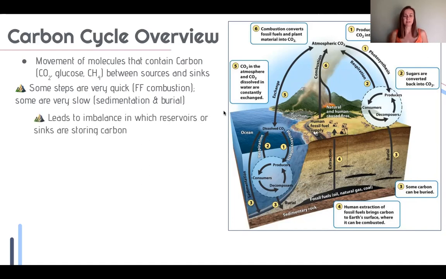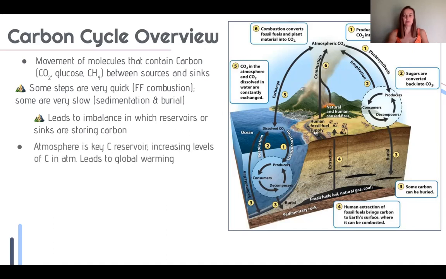Because we have some fast steps and some slow steps, our reservoirs or our sinks are going to store more and less carbon. We're going to have an imbalance if less is being taken out of the atmosphere and stored than is being put back into the atmosphere. The atmosphere is one of our key carbon dioxide reservoirs or carbon reservoirs. Increasing levels of carbon in the atmosphere leads to global warming. Carbon dioxide is a greenhouse gas which traps infrared radiation within the Earth's atmosphere, warming our planet.